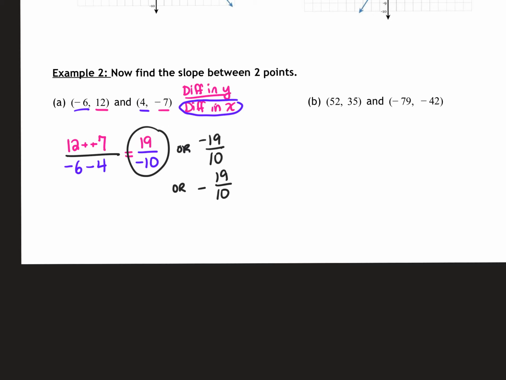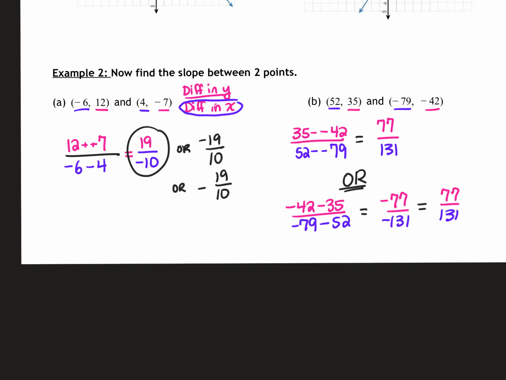Okay, try B and come back and check your work. So depending on which way you went about doing this, you may have subtracted using the first point first or the second point first, and I have both of those up there. But again, either way, you should get 77 over 131.